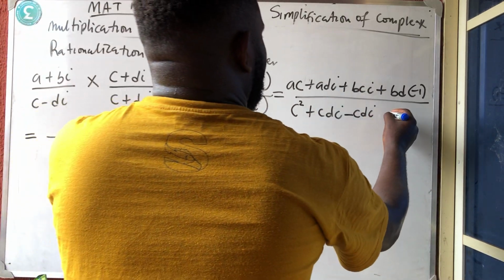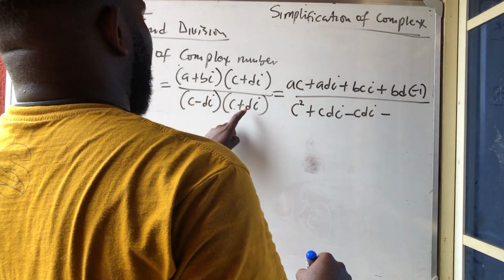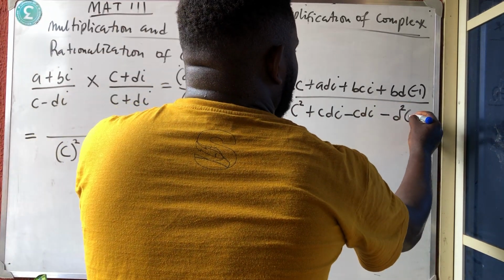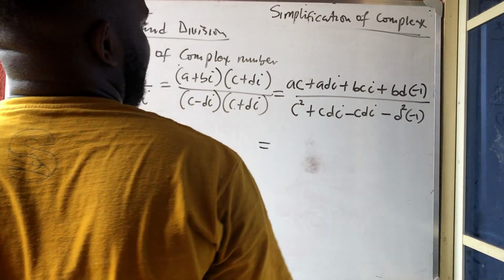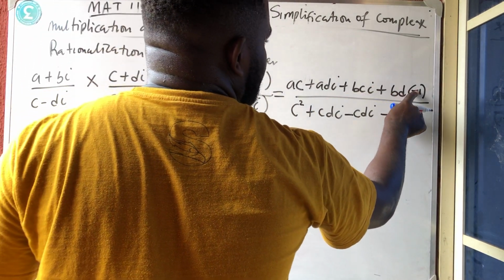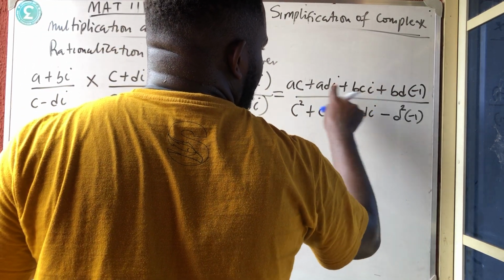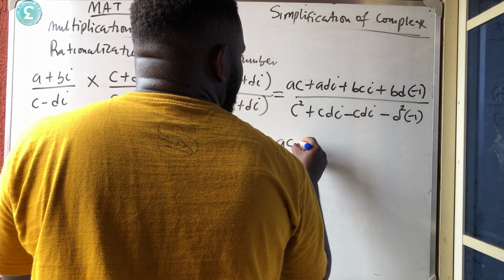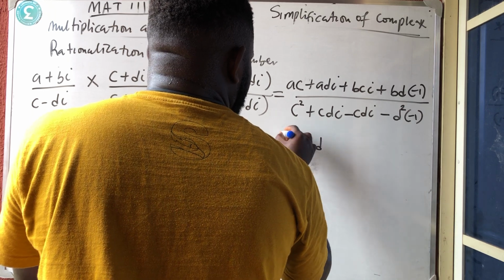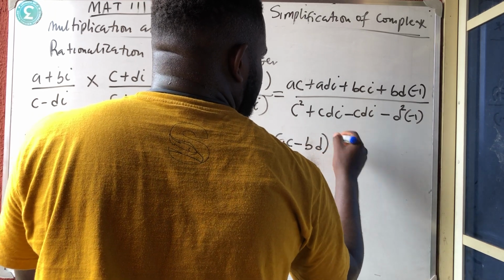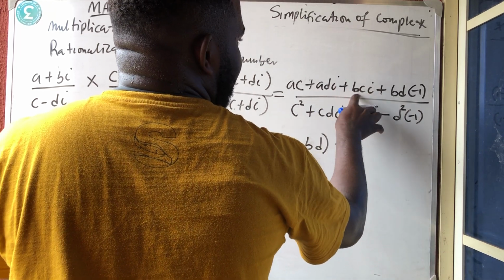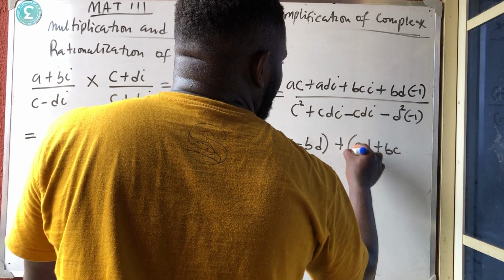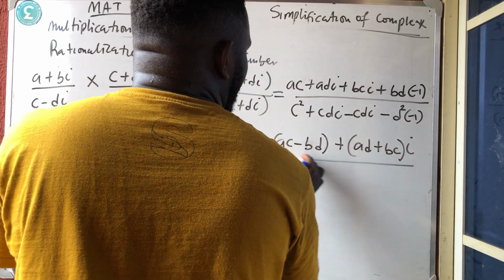Minus times plus, minus D times D, minus D squared. I times I, bracket of minus 1. So what do we have now? This one will now make this one minus BD. So go to the side without I. I'm having AC minus BD together, plus these two have I in common, so I'm having AD plus BC with their I, all over.